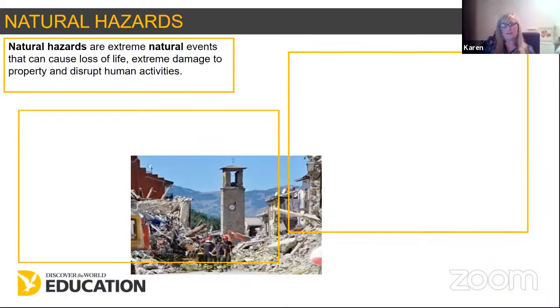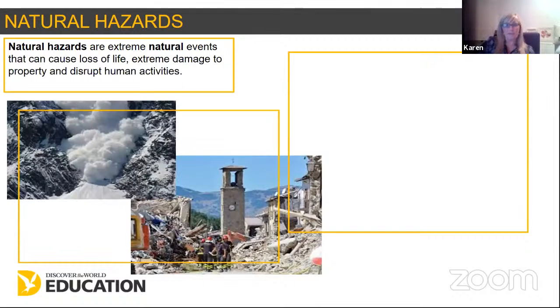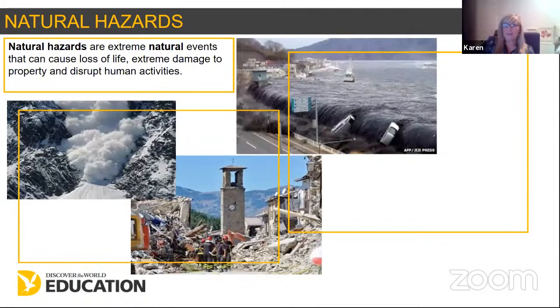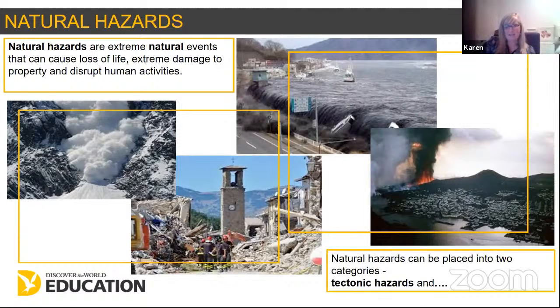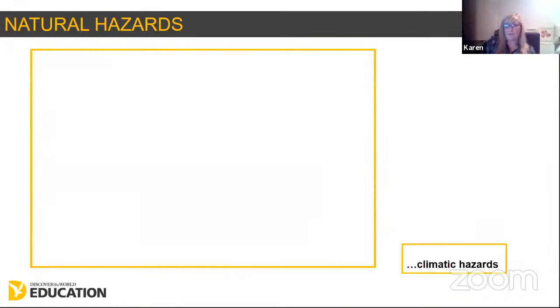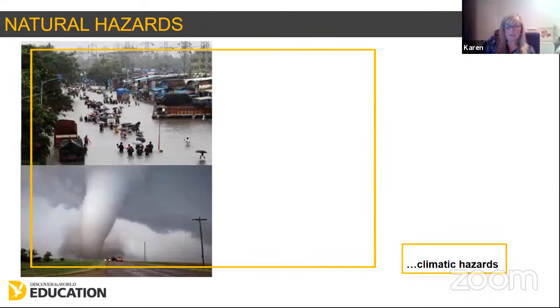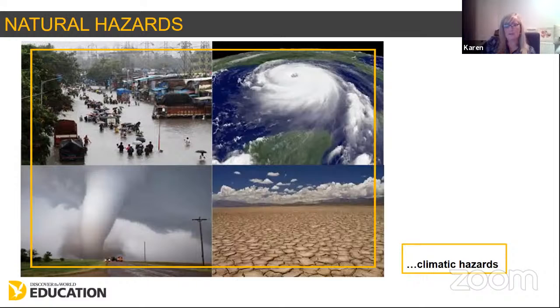Examples of these: an earthquake, an avalanche, a tsunami, and then here we have a tectonic or a volcanic hazard. And natural hazards can actually be placed into two main categories. We have tectonic hazards, and then we also have climatic hazards. And examples of climatic hazards could be flooding, tornadoes, hurricanes, and drought.